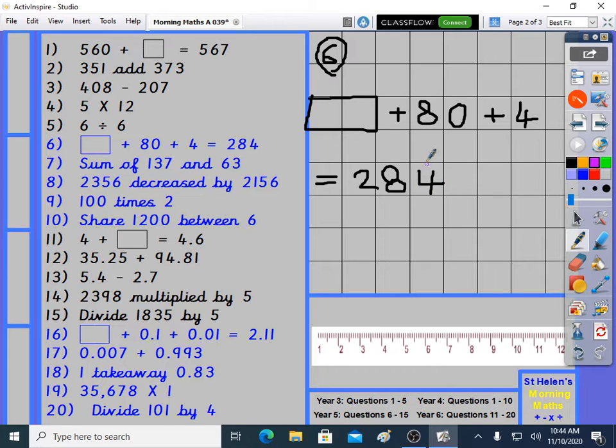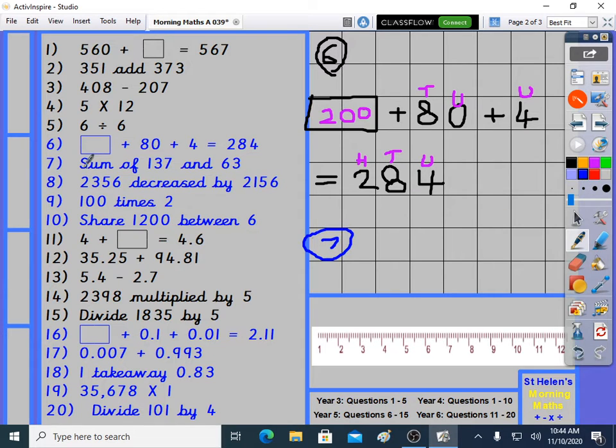So 4 units is there, just units. 8 tens. There's nothing in the units, there's the 8 tens. 200 is nowhere up there because 200 is missing. That's not worth 2, is it? It's worth 200. So in the missing box goes 200. 280 and 4, 284.